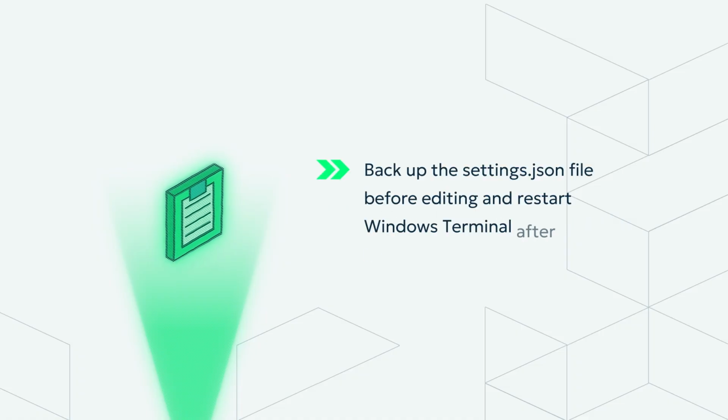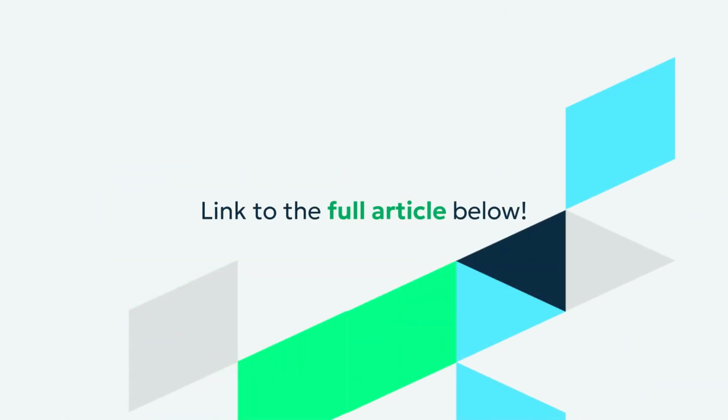systems. Just remember to back up the settings.json file before editing and restart Windows Terminal after saving to ensure the changes take effect. For more information including prerequisites, risks, and enterprise deployment considerations, check out our official blog post on managing the terminal icon in Windows Taskbar's system tray, linked in the description below.